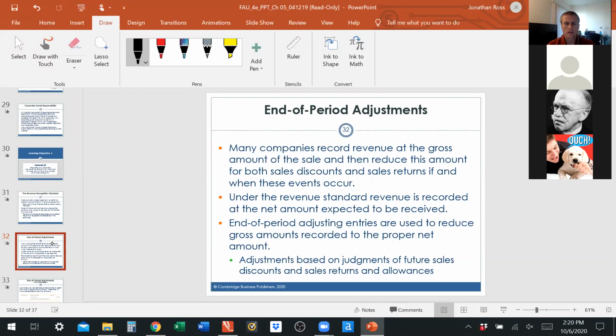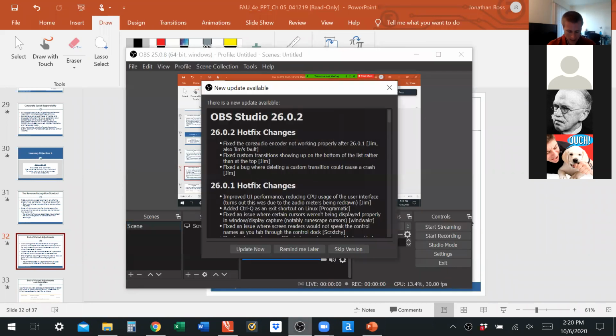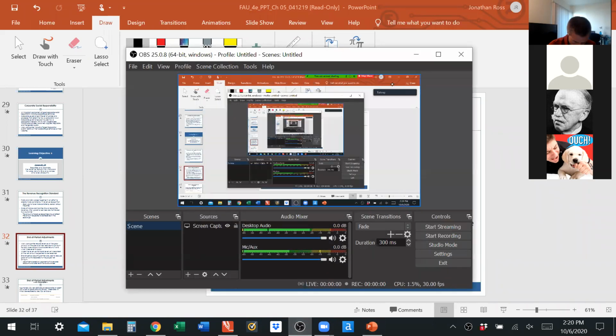But the idea is, instead of, whenever you sell an item to a customer, or say you sell 10 items, before GAAP changed slightly, the way you would journalize it is you would just credit sales revenue for the dollar value of what you sold them, right? Debit, say they paid you cash, debit cash.